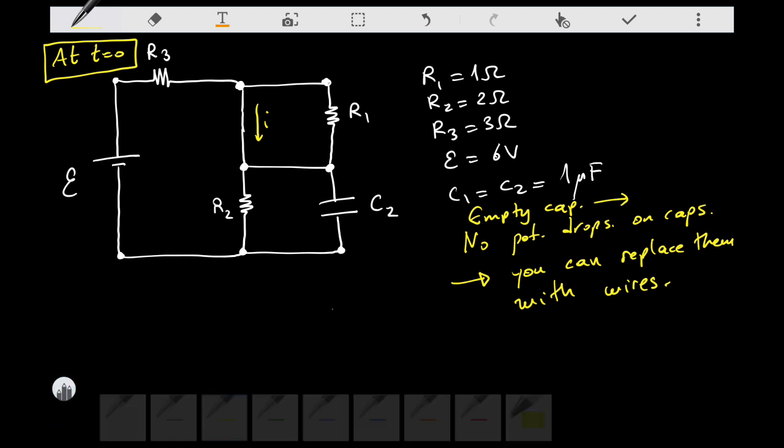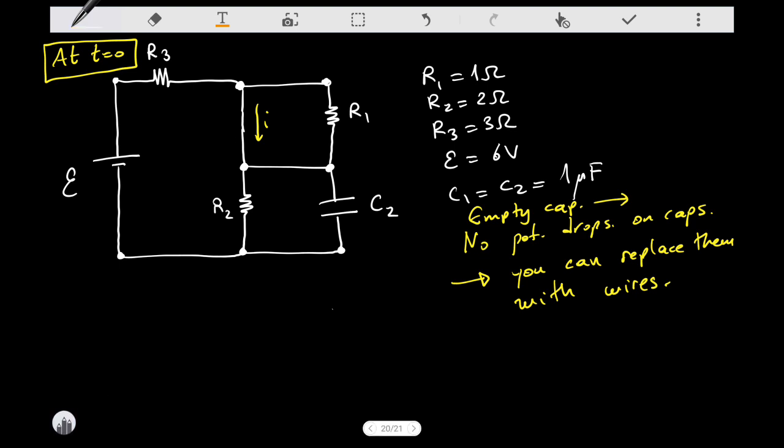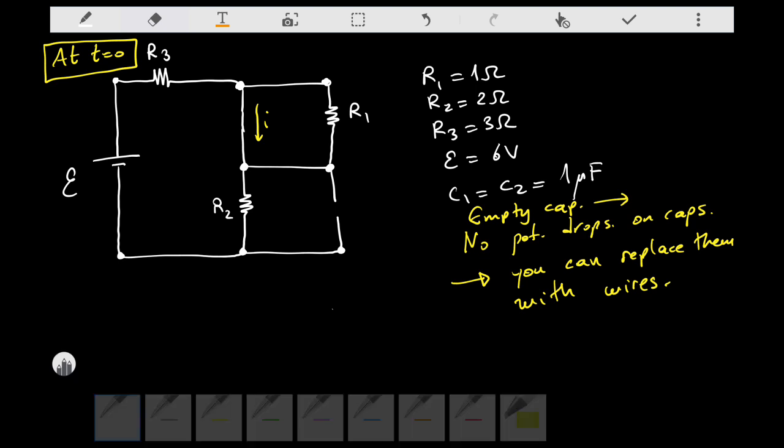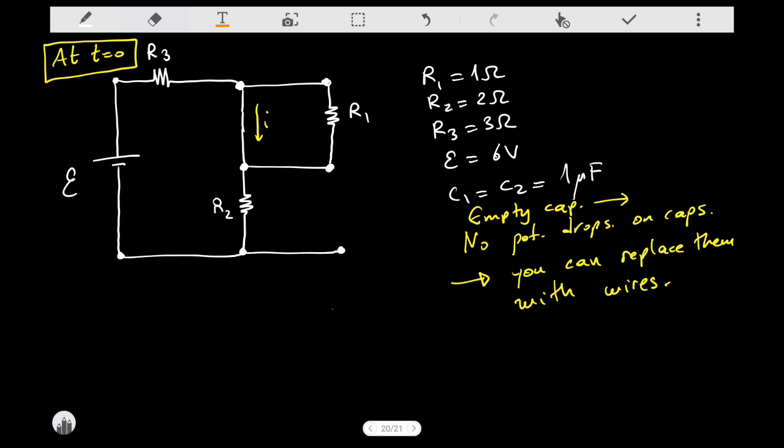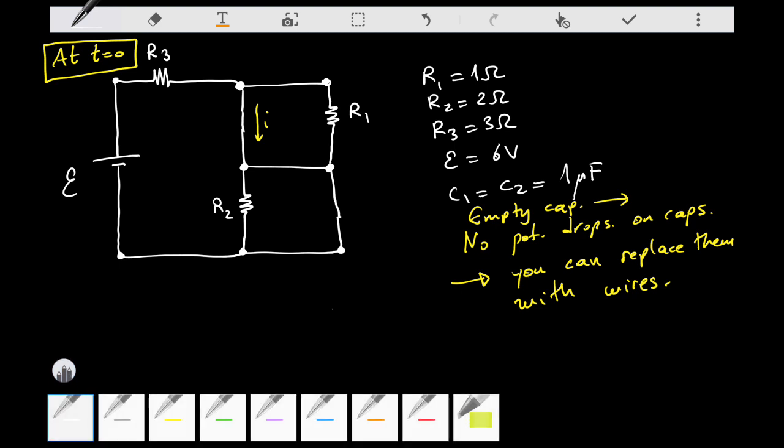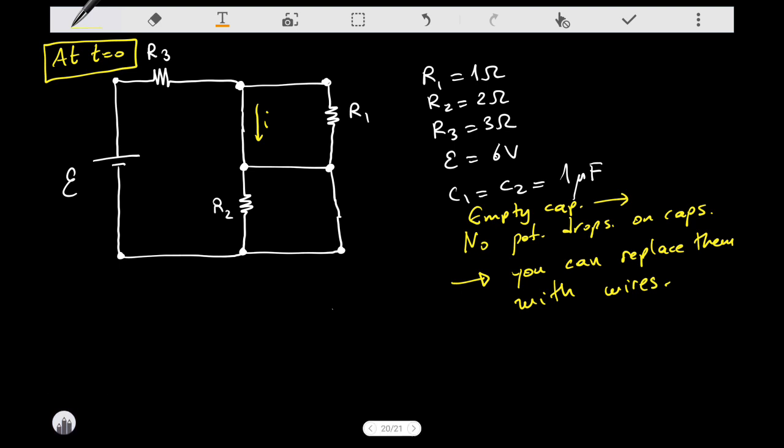So as a result, I'm also going to do it for the other capacitor. For this capacitor too, I'm going to replace this thing with a wire. Let me connect this with a wire. So as a result, in that case, it's just a circuit like that, right? It's just an ohmic circuit. There are just resistors in here.